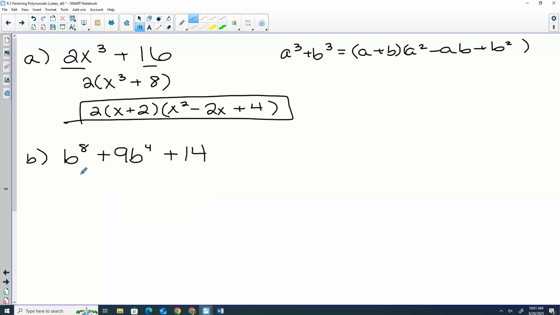On B, this one is like a quadratic. My exponents are just different. But it's like a quadratic because we have 8, half of 8 is 4, and then we have a constant. So when we set it up, b to the 8th, so each one gets 4. It'll always match this middle exponent. What two numbers multiply to 14 and add to 9? All right. Let's do one more.